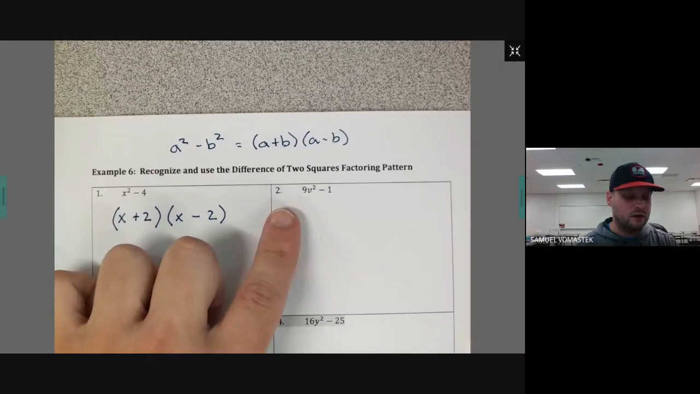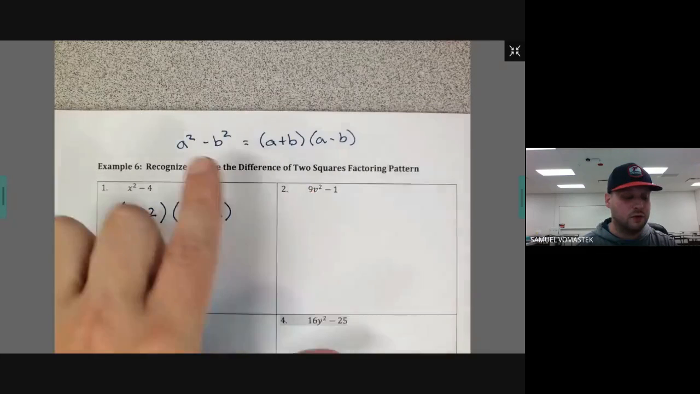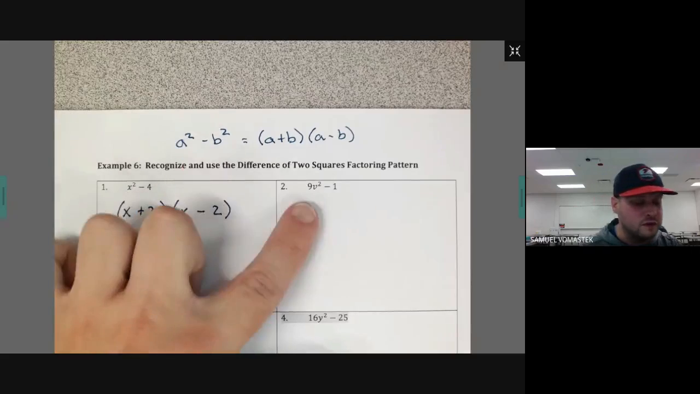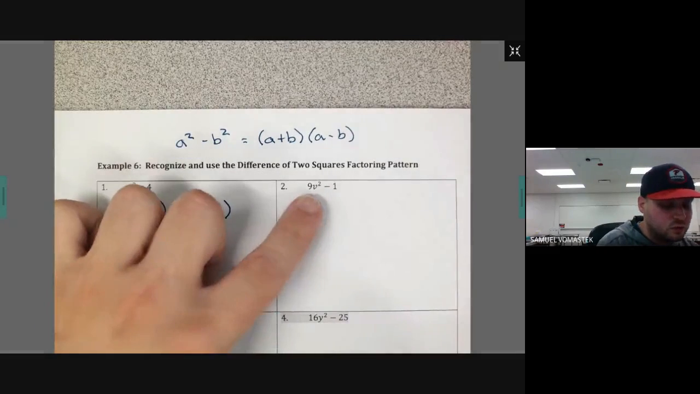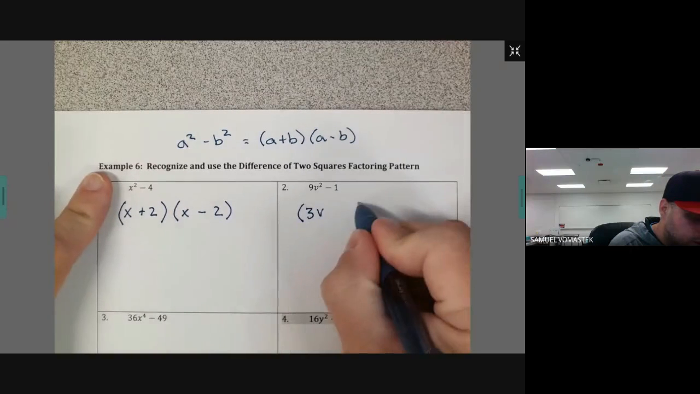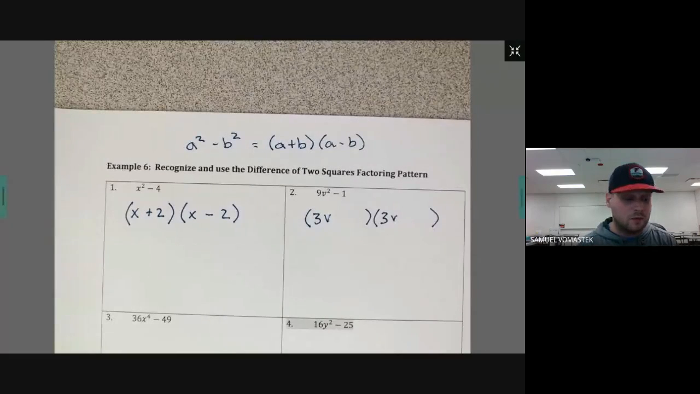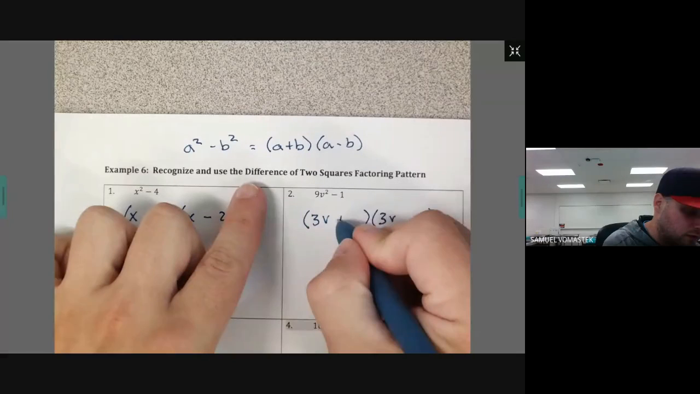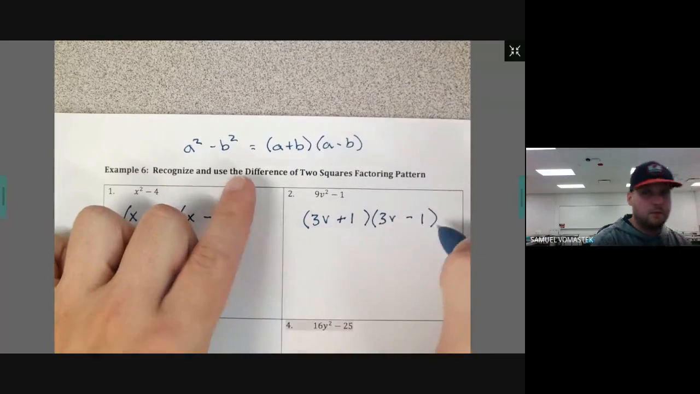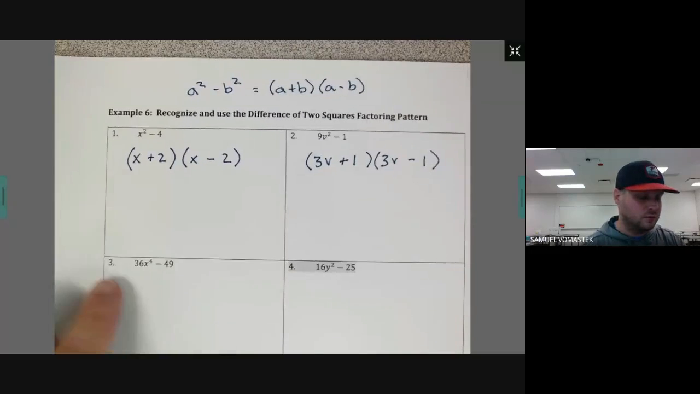For number 2, same deal. Do I have a GCF? No. Do I have 3 terms? No. So I'm looking for a special case. Since we have 2 terms, we're going to try to fit it into our difference of squares. So you have to ask yourself, what is the square root of 9? Square root of 9 is going to be 3. What's the square root of v squared? V. So I'm going to have 3v showing up in each parenthesis. And then remember, the last thing you got to do, what's the square root of 1? Square root of 1 is going to be 1. So we have a plus 1, minus 1. That's it.